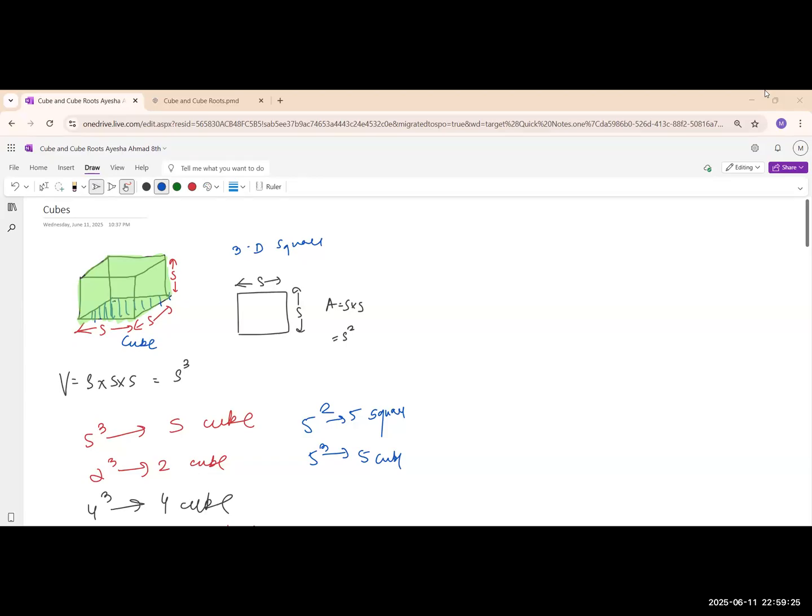Sir, I have a doubt. Yes, Aisha. Sir, in that one you wrote 5 square, and then in that one you wrote 5 cube. Why? Yes, 5 raised to the power 2 we call 5 square, and 5 raised to the power 3 we call 5 cube. Got it? For any other number we say 5 raised to the power 4 directly, but 5 raised to the power 3 is given a special name, 5 cube, and 5 raised to the power 2 is given a special name, 5 square. Got it? Okay, understood.